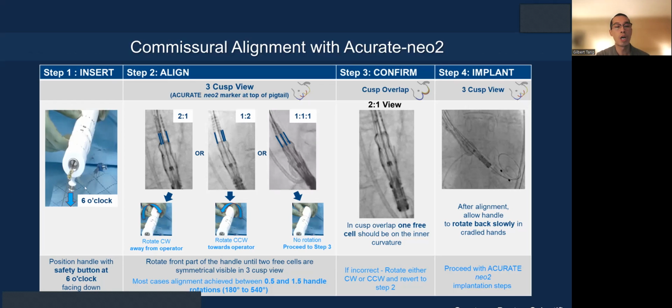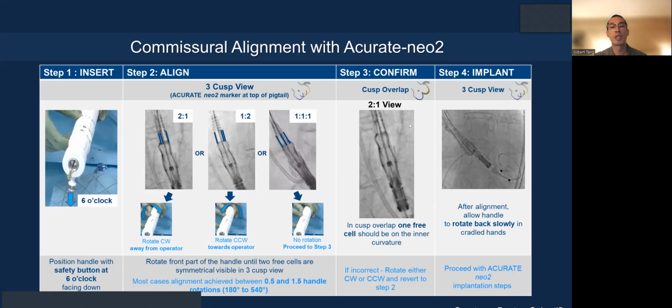You can see it's 6 o'clock to start, and you get to the annular plane just above that before you cross into the annulus. And you look at where these wings are. If the wing is 2 to 1, then you rotate the delivery clockwise away from the operator, such that you have one of these wings behind you. And if it's the opposite, then you swing the opposite way. So you always go in the turn direction of the tab that is only single in the cases. And so if you have 1, 1, 1, obviously, then you need to proceed to step 3.